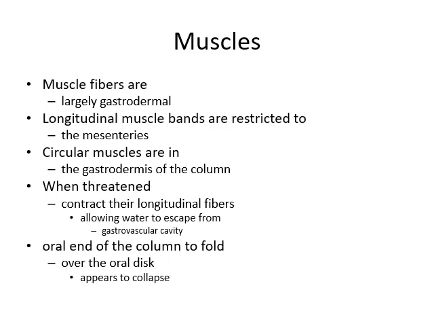Muscles. Muscle fibers are largely gastrodermal. Longitudinal muscle bands are restricted to the mesenteries, and circular muscle bands are in the gastrodermis of the column. When threatened, they contract their longitudinal fibers, allowing water to escape from the gastrovascular cavity. The oral end of the column folds and the oral disc will collapse.